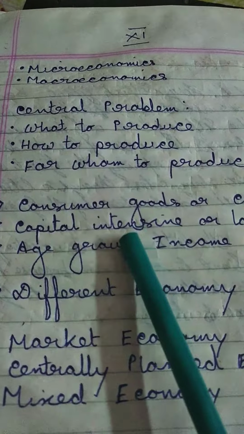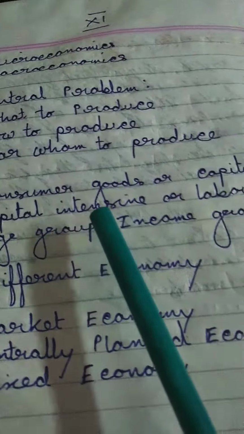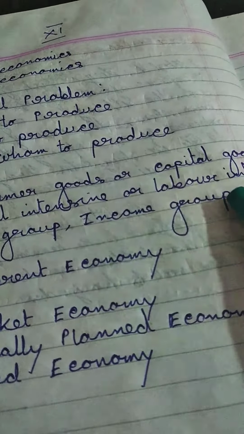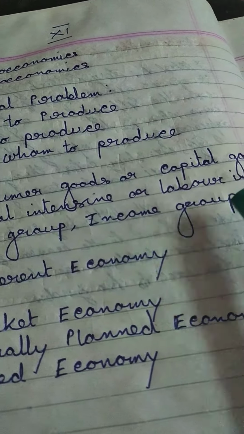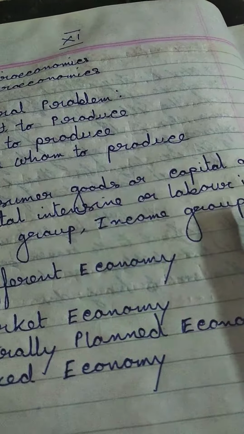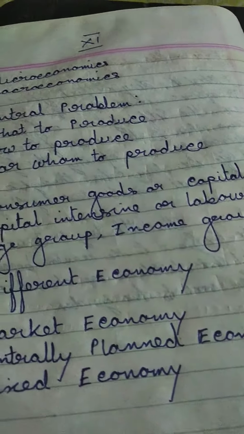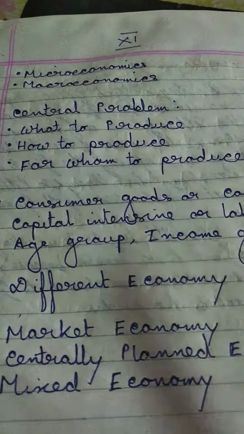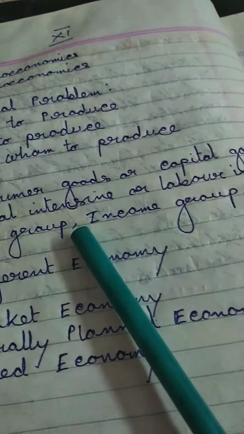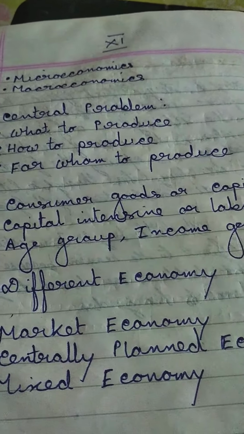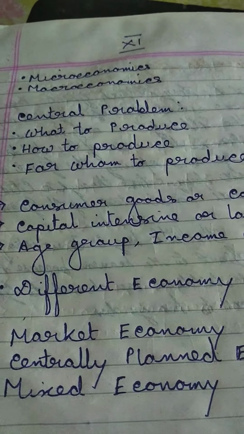This type of production is called capital intensive. Now what is labor intensive? Where a larger amount of labor is used rather than capital goods, or you may say rather than machinery. Again, the producer has to make a choice between capital intensive and labor intensive. So his choice lies upon that point.